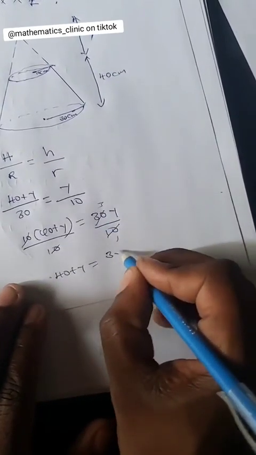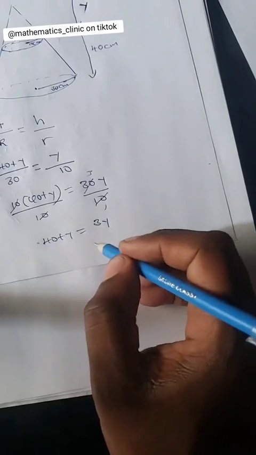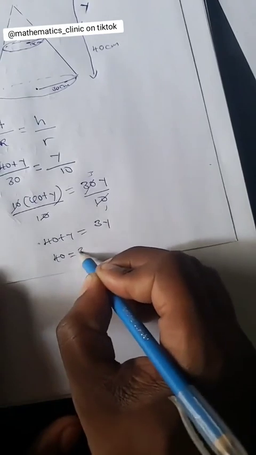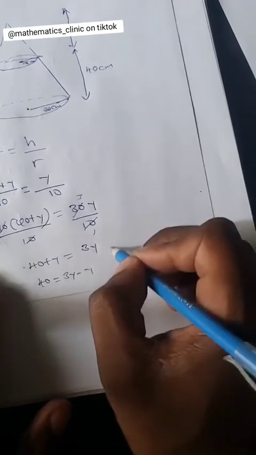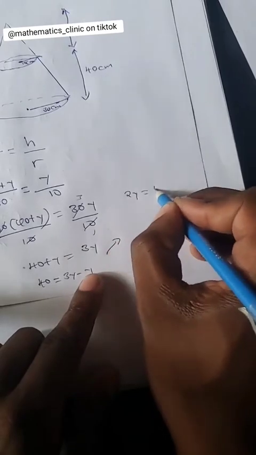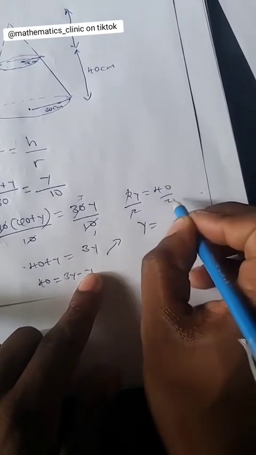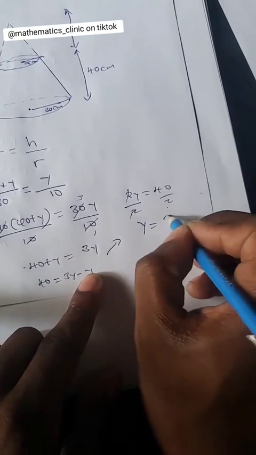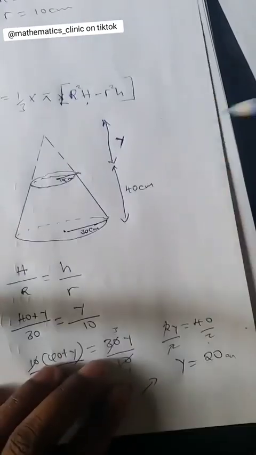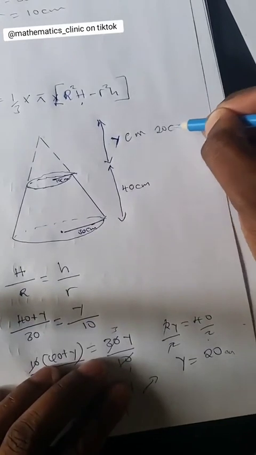So here we remain with 3y. Then by additive inverse, this positive y goes to the right side and becomes negative y. So we have 40 equals 3y minus y, which gives 2y equals 40. Then divide both sides by 2. So y is equal to 40 divided by 2, which is 20. So the small height is now 20 centimeter.